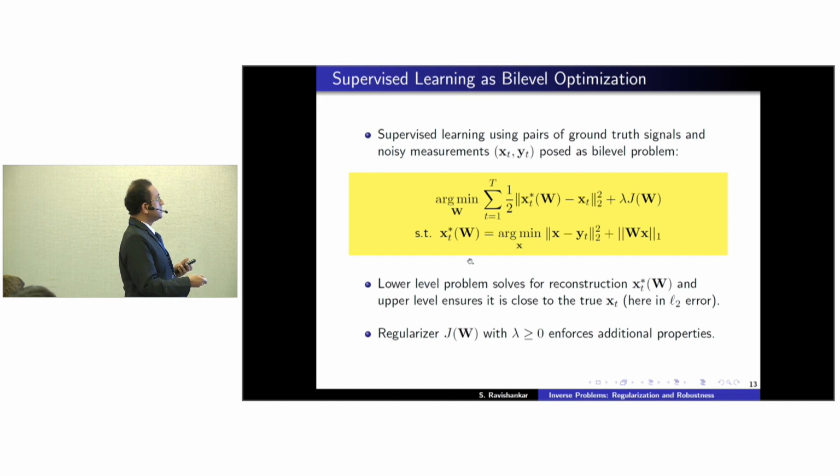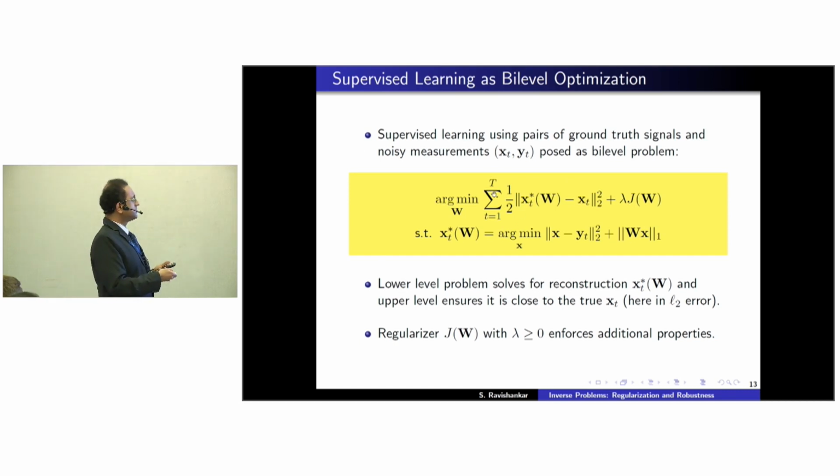And the goal is to find a sparsifying operator, W, such that the reconstruction obtained with it is as close to the ground truth as possible. You solve an optimization problem, get a reconstruction, and you want to find an operator such that this reconstruction is close to the ground truth in, say, a mean squared error sense.